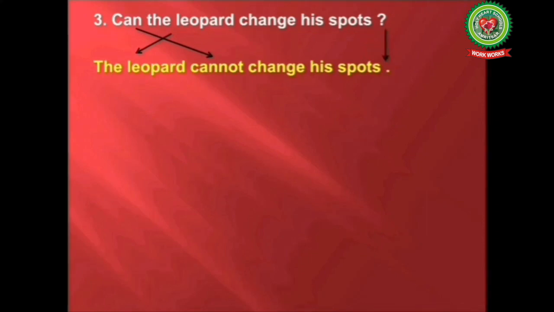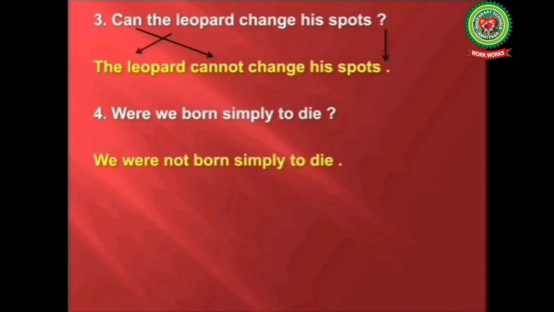Students, let's take one more example. Were we born simply to die? Now again, the question is in positive form. And the next step, we have to interchange the position of helping verb and the subject. So our answer is: we were not born simply to die. The question mark will change into a full stop.